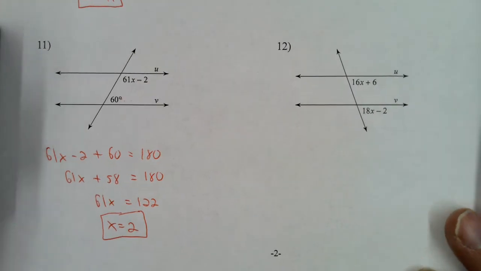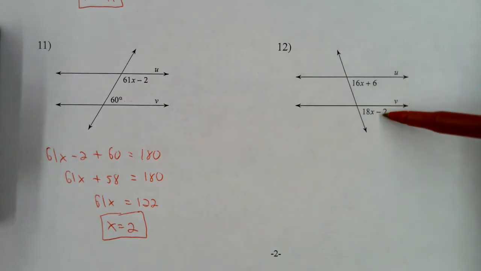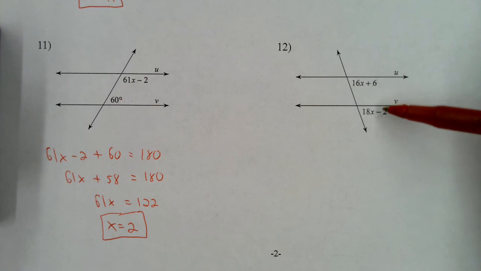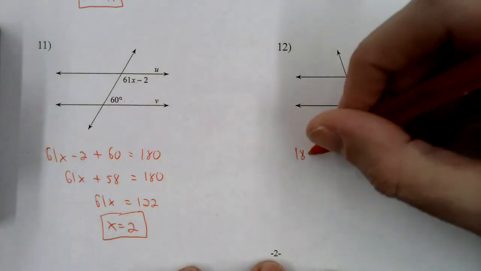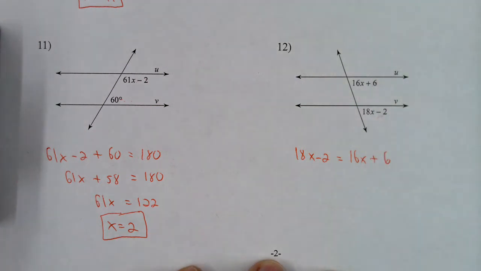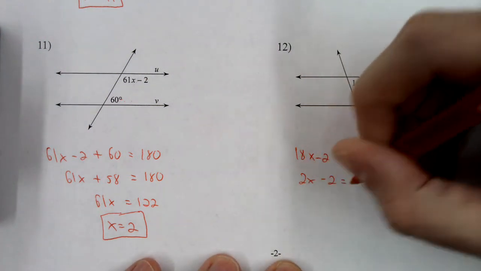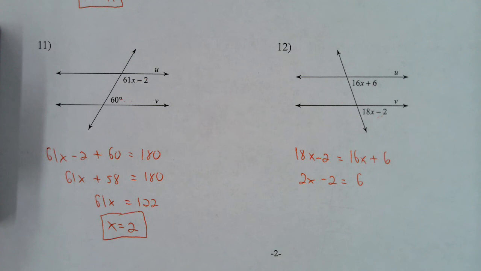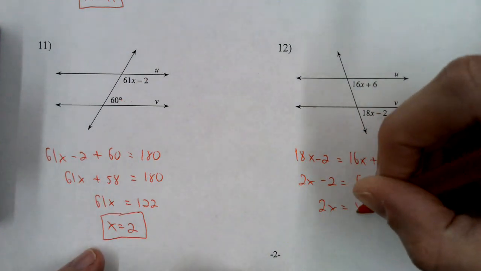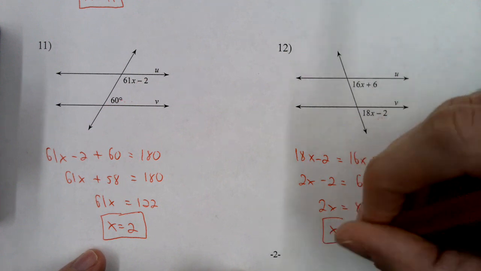Okay, last problem, number 12. These are corresponding angles, so if they are congruent, then lines U and V are parallel. So set them equal to each other and solve. 18x minus 2 equals 16x plus 6. Subtract 16x on each side. 2x minus 2 equals 6. Add 2 to each side. 2x equals 8. X equals 4.